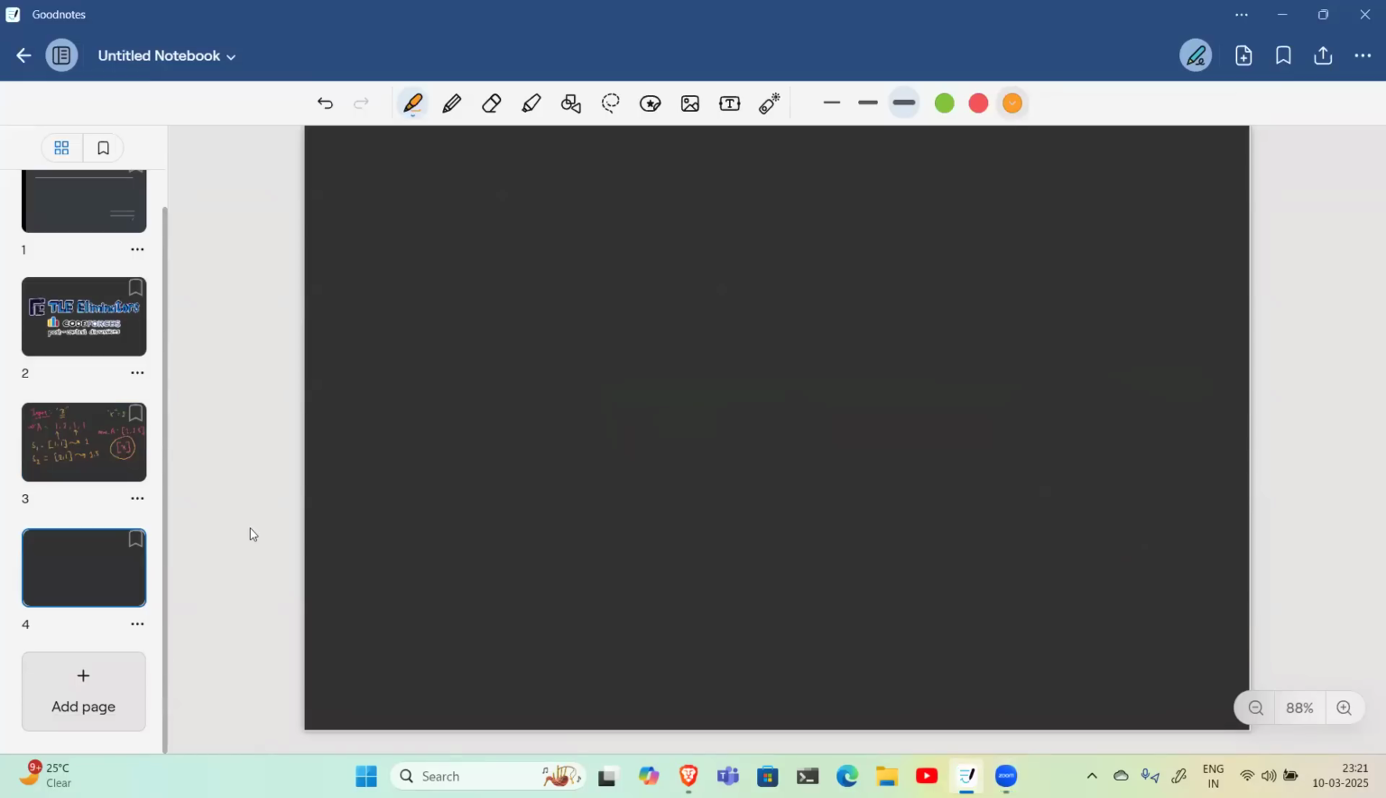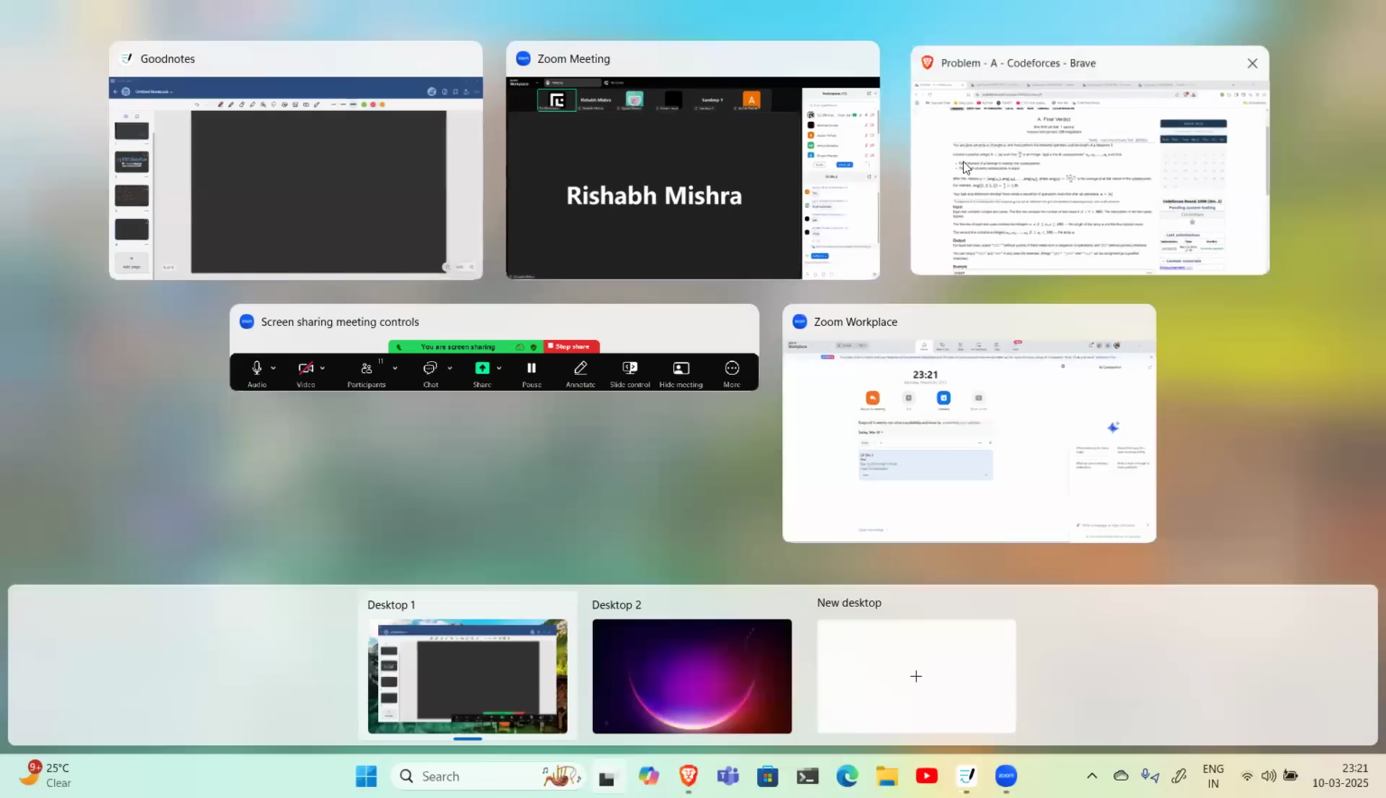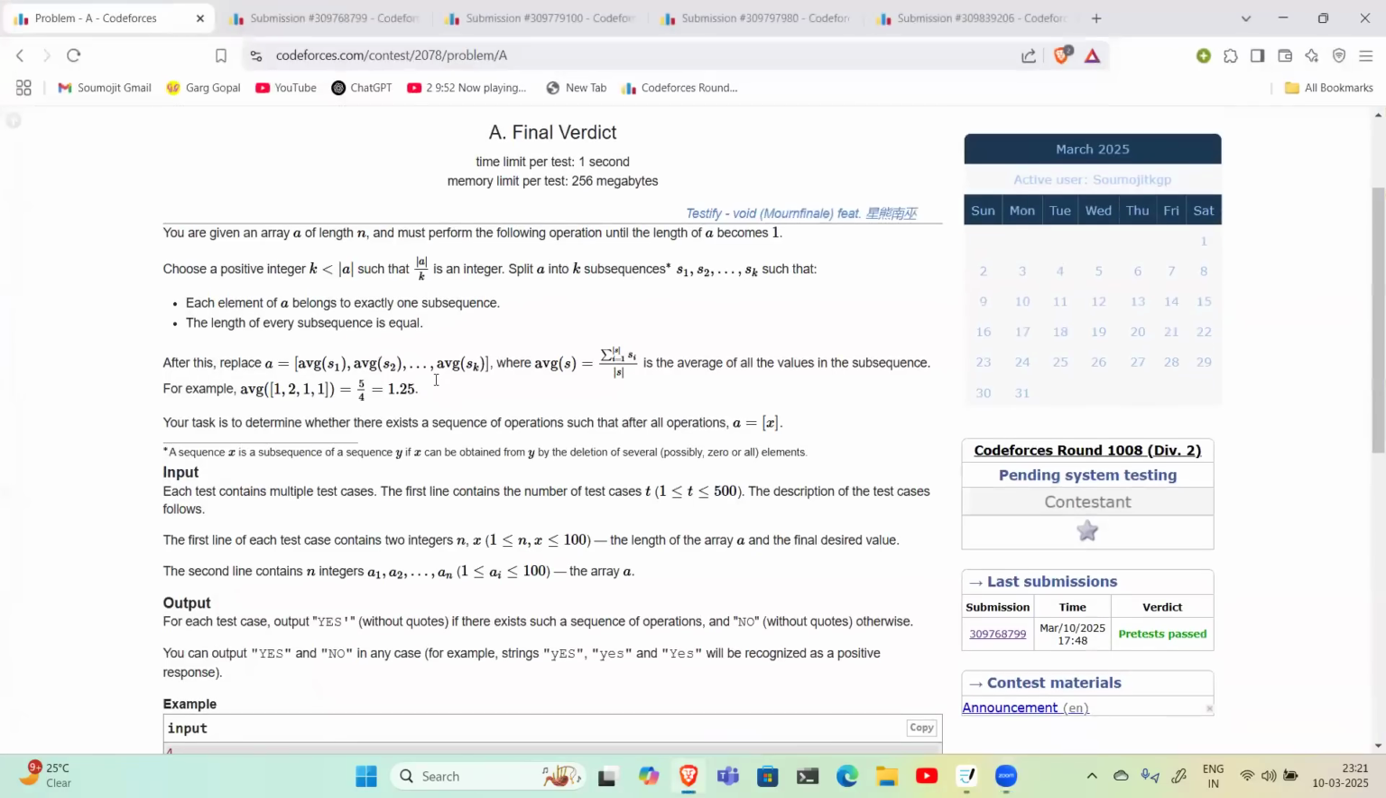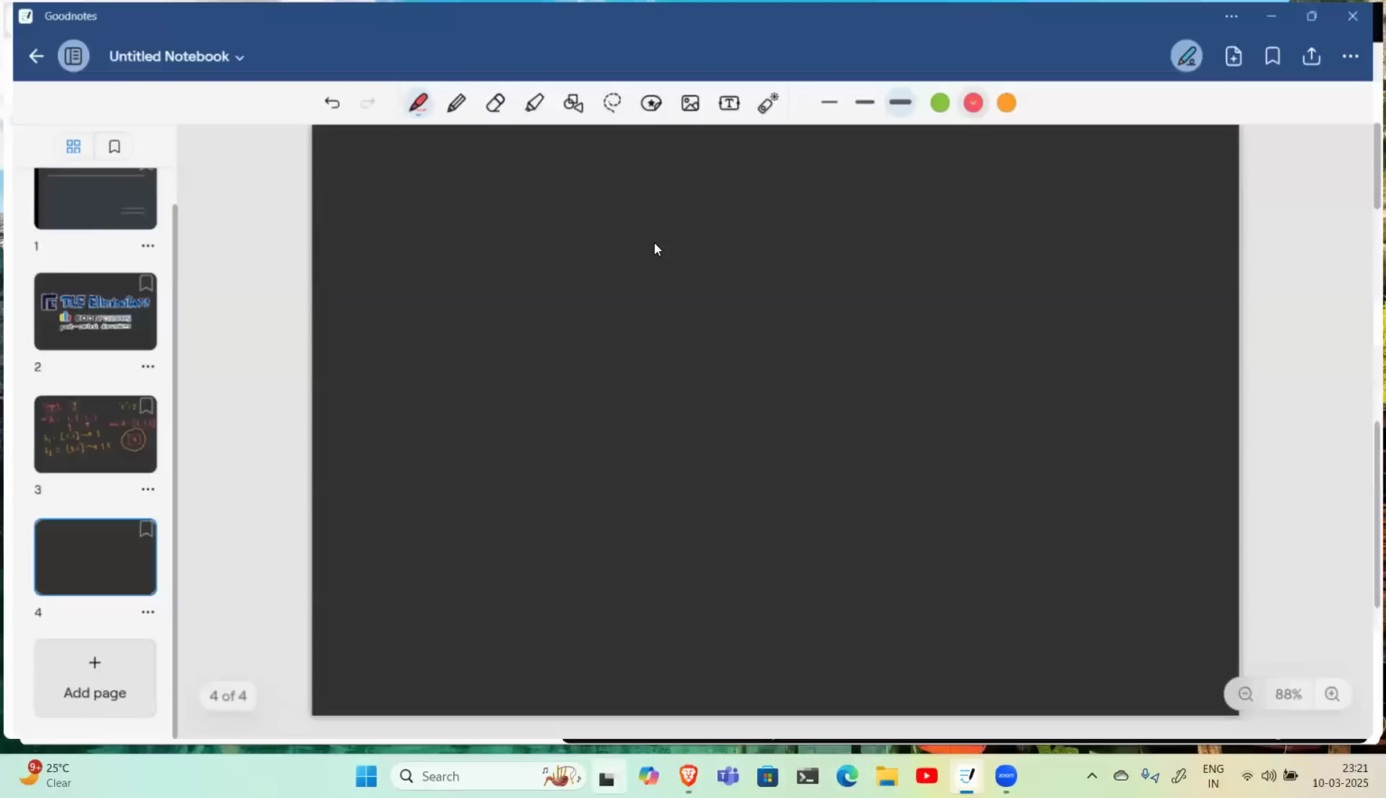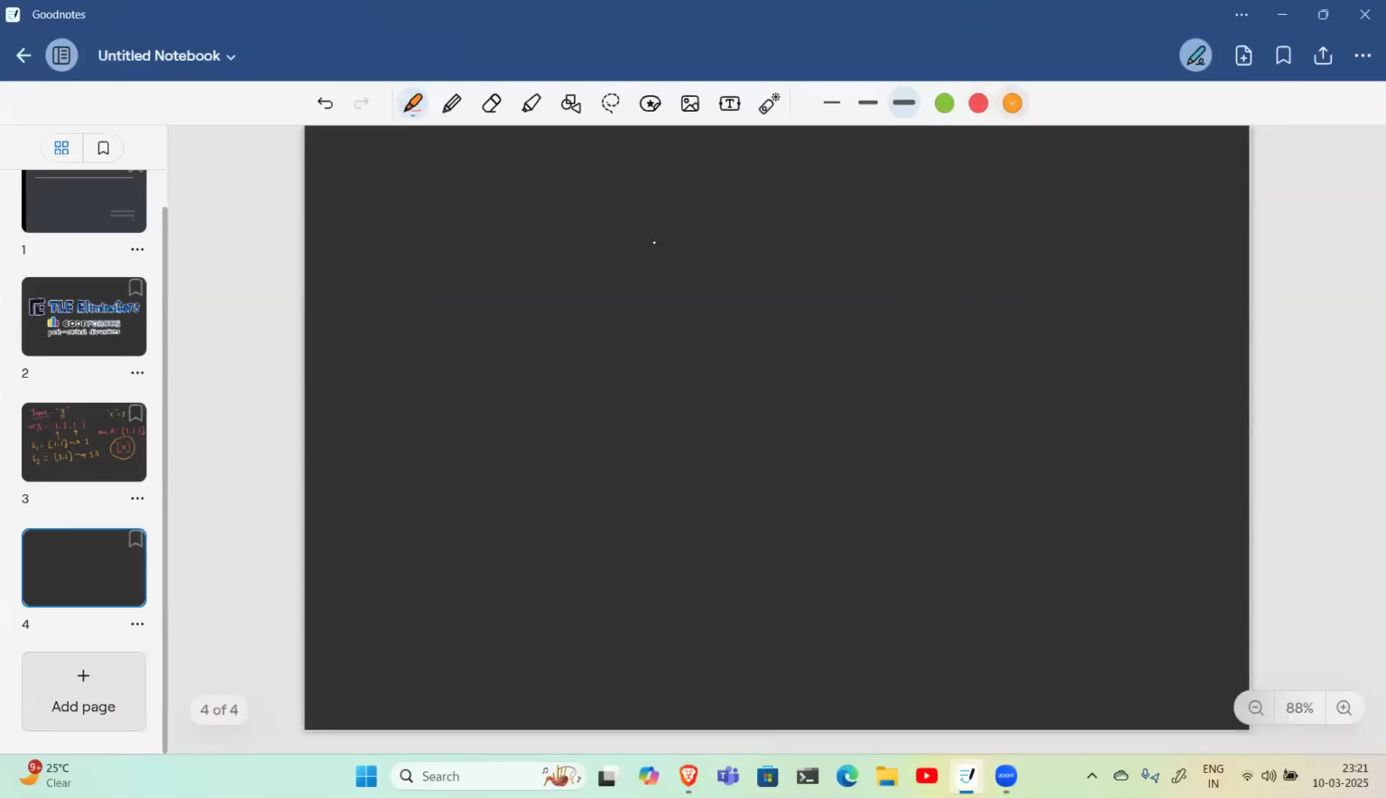Okay, so if the problem statement is clear, what are we basically doing? There is one more important condition in the problem statement. Look at these two conditions: each element of A belongs to exactly one subsequence, and the length of every subsequence is equal. These are two important conditions. Now observe this simple invariant, which comes pretty handy whenever you come up with this average.